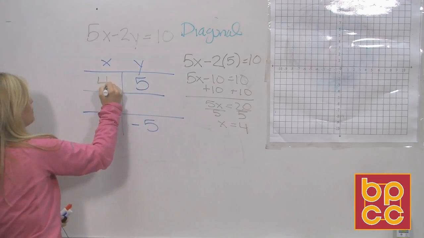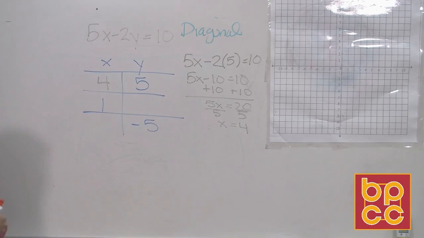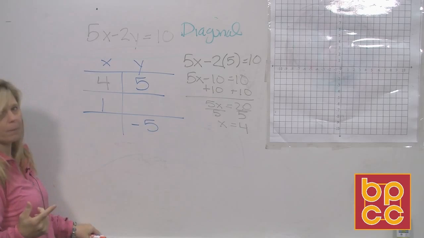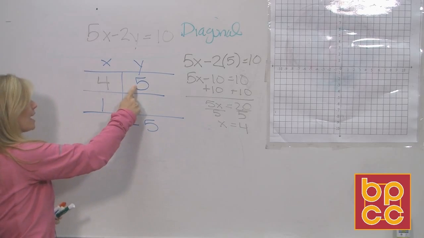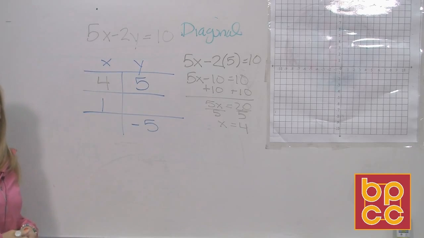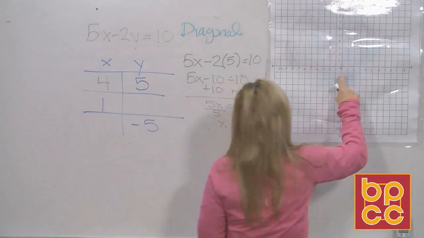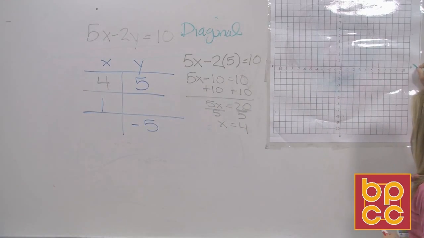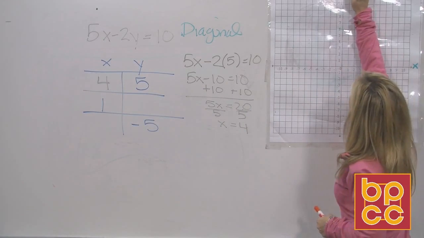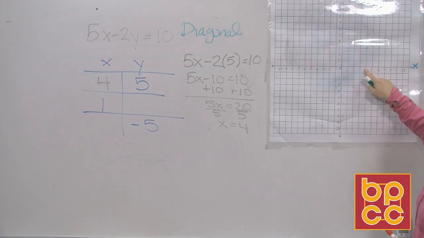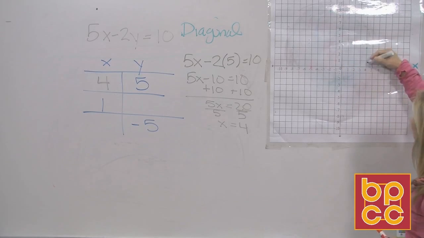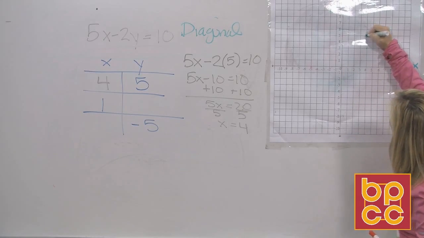And I'll put that in my t-table. What you've done is you've now made an ordered pair. You have an x value and a y value. Now you can go to your graph paper and plot that. So I'll go to x is 4. Let me label my axes here for you. So I'll go to x is 4, and I'll go to y is 5, and there's my first point to plot.